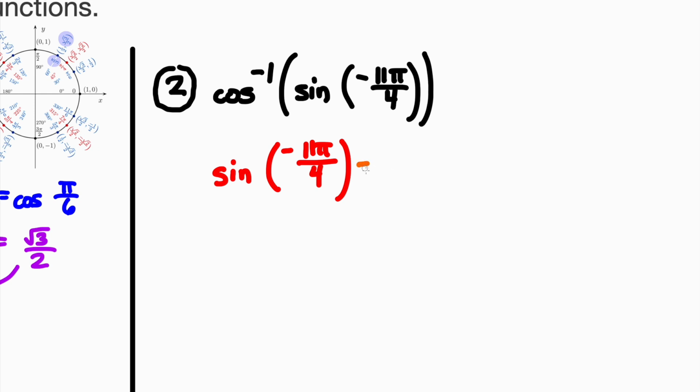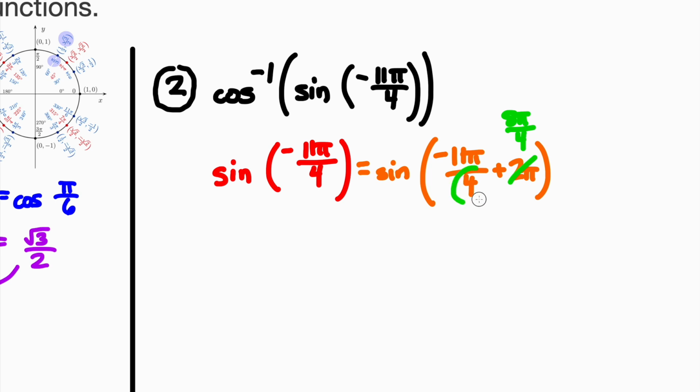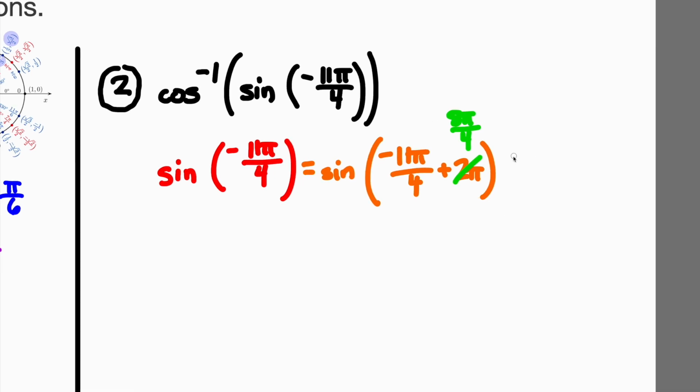To do that, we're going to add 2 pi this time. So we're going to go around in circles, but we're going around in circles by adding 2 pi. The other one we just did, we subtracted 2 pi. So this time we're going to add 2 pi. Now, when you do that, this 2 pi is actually just 8 pi over 4. I want common denominators with this 4 right here. So I did 8 pi over 4. But the problem with this one is that we still end up being in the negatives. So this ends up being equal to sine of negative 3 pi over 4.